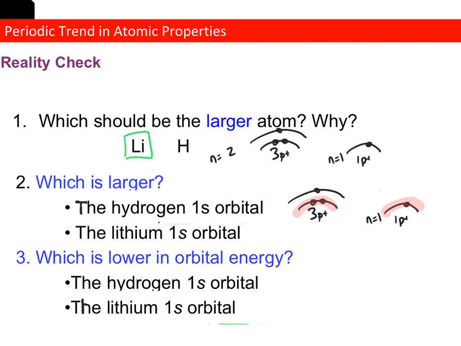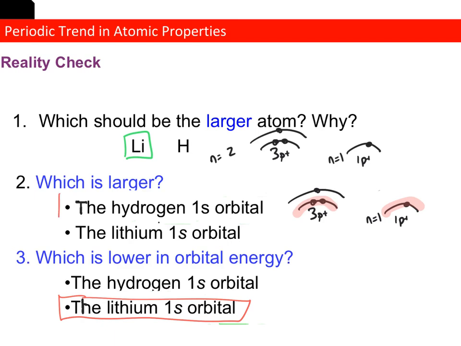And this last one is one that we can talk about by using what we learned in number 2. Remember, lower in energy means that it is closer to the nucleus. So in fact, lithium's 1s is closer to the nucleus, so it has a lower orbital energy. If you were asked why, you would say it's closer to the nucleus because it experiences a higher effective nuclear charge compared to hydrogen, which has fewer protons pulling on fewer electrons.